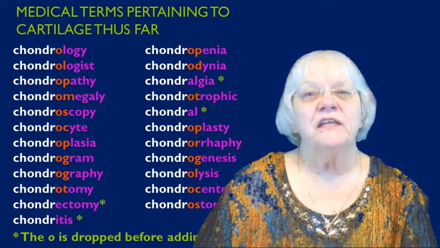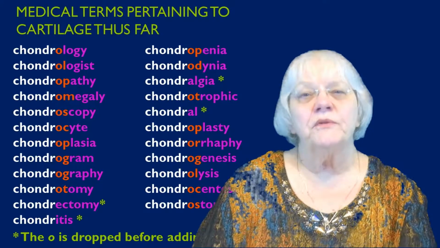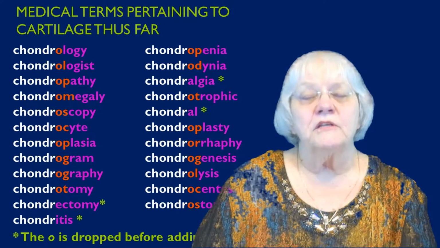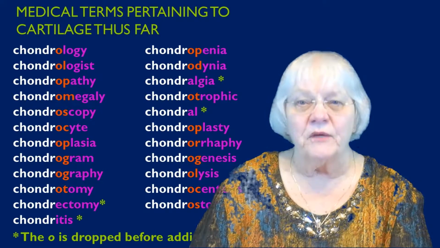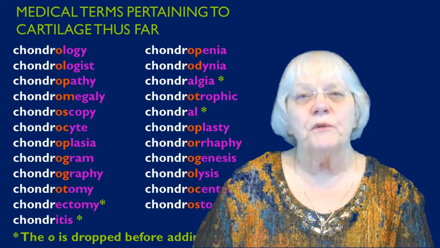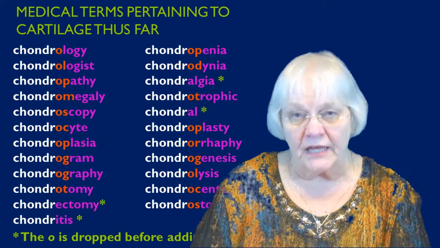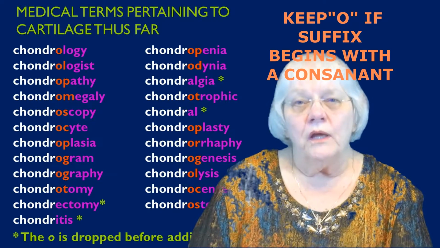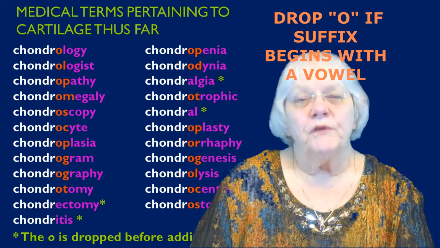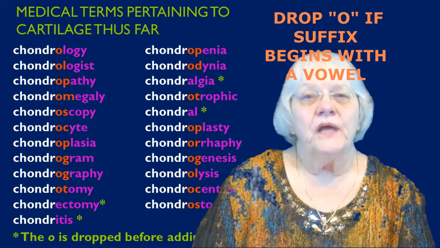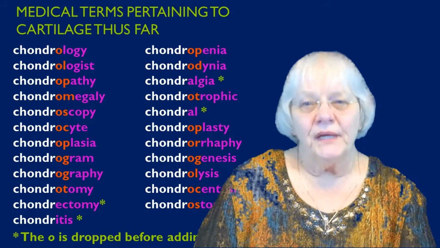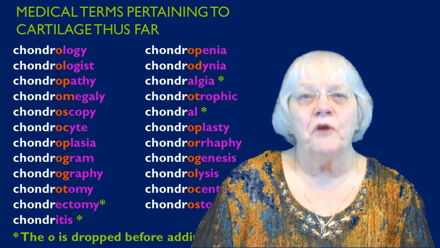So on the next page then, these are medical terms that have to do with cartilage. Notice all but about four of them have an asterisk beside them. Those are words that are made by dropping the O. The rest of them are made with the O. You remember the rule for that, I'm sure. Keep the O if the suffix begins with a consonant. Drop the O if it begins with a vowel. So again, we have chondrology, chondrologist, chondropathy, chondromegaly. Those are the ones we mentioned on the prior slide.